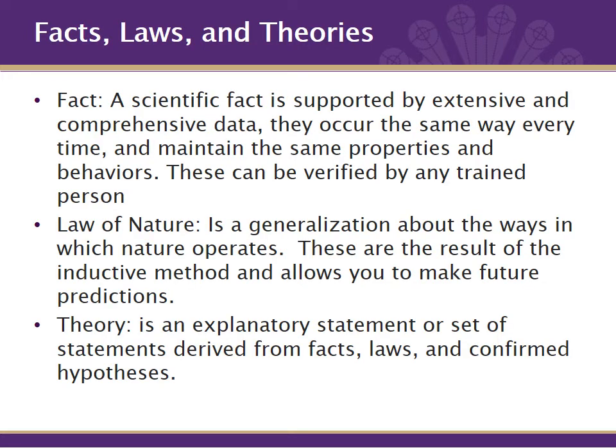There are a few terms around the scientific method that need some clarification. A scientific fact is supported by extensive and comprehensive data. They occur the same way every time and maintain the same properties and behaviors. These can be verified by a trained person. A law of nature is a generalization about the ways in which nature operates. These are the result of the inductive method and allow you to make further predictions. A theory is an explanatory statement or set of statements derived from facts, laws, and confirmed hypotheses.